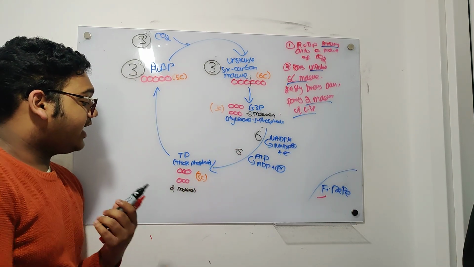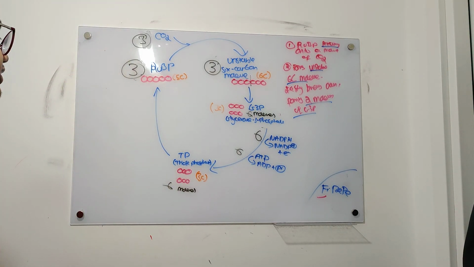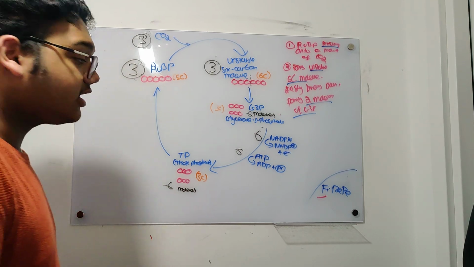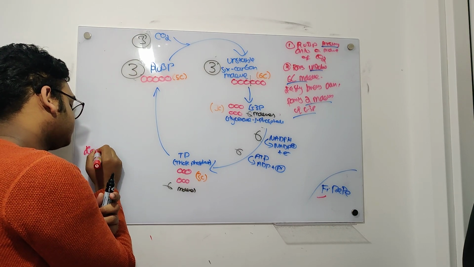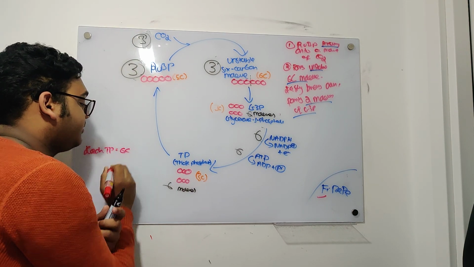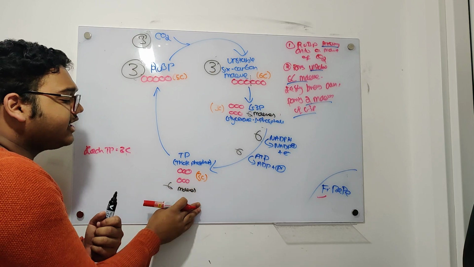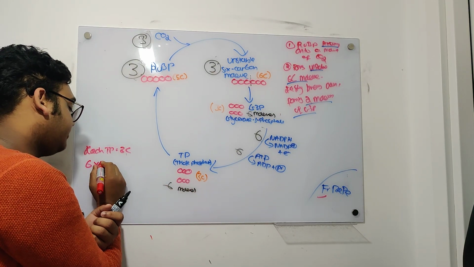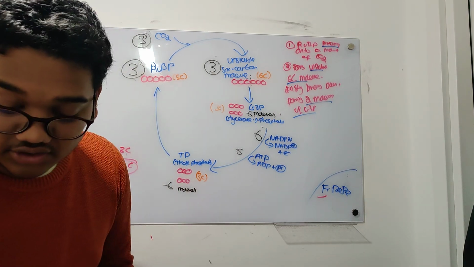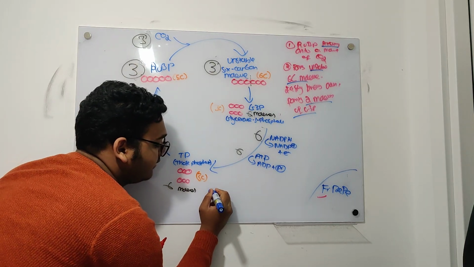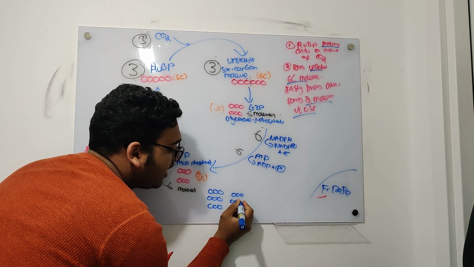And finally, we'll end up with 6 molecules of triose phosphate. So in these 6 molecules of triose phosphate, let's count out how many carbons we have. So each triose phosphate has 3 carbons. And we have 6 molecules of triose phosphate. So 6 times 3 gives us 18 carbons. So I'm just going to draw it out just to make it a bit easier to look at. 1, 2, 3, 4, 5, and 6.